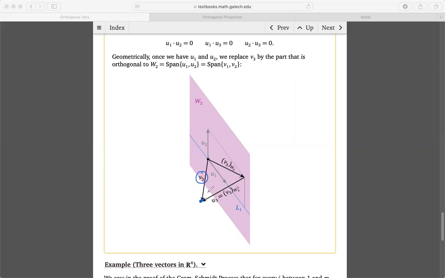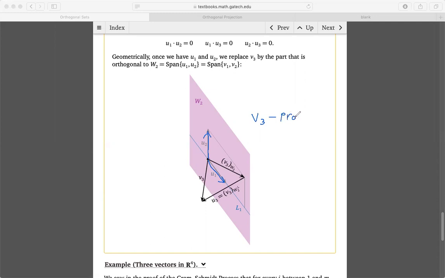What we need to do is subtract off this component from v3. So we need to take v3 and subtract off this component. Now that component is actually pretty interesting because it has two components itself. It has one component in the direction of u1 and then one component in the direction of u2. So we actually need to subtract off two things right here.